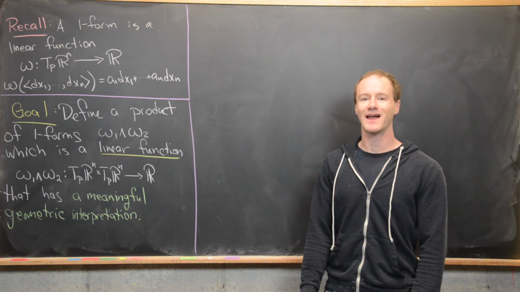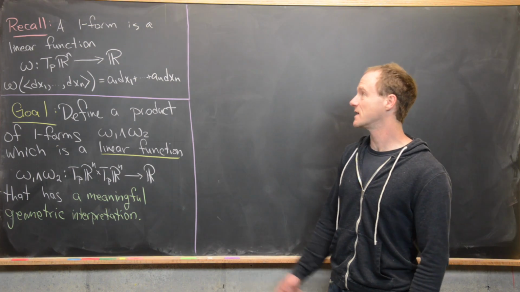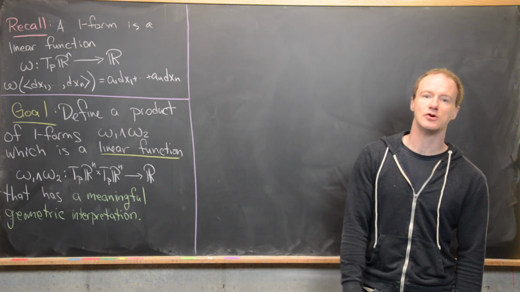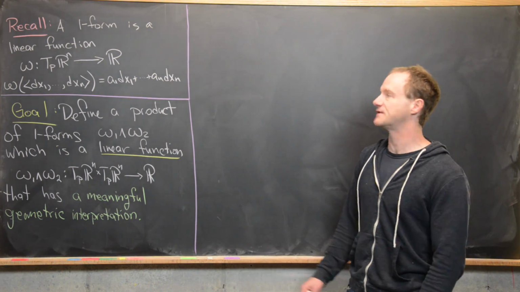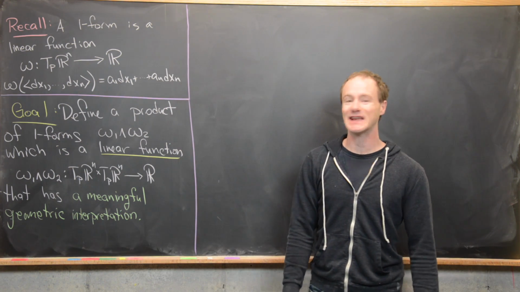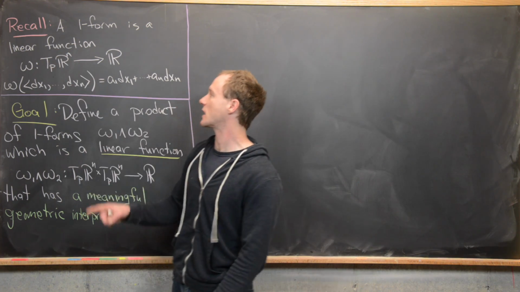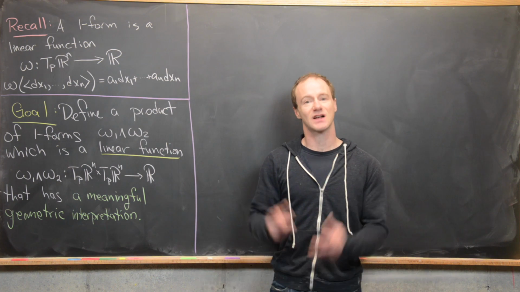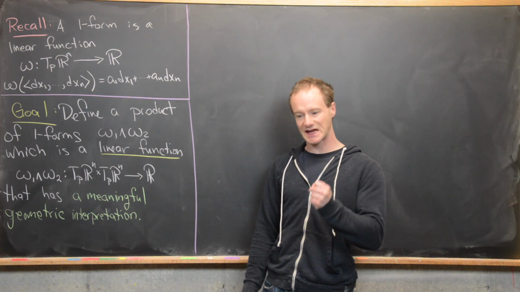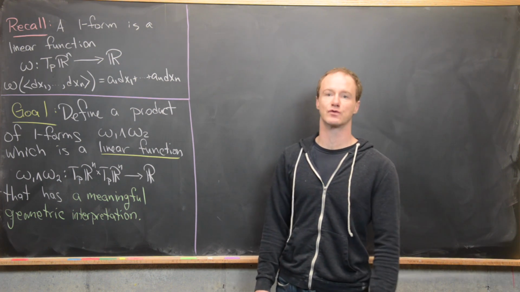We're continuing our elementary study of differential forms, and let's just recall what we did last time. Last time we defined the notion of a one form and looked at a bunch of examples. A one form is a linear function from the tangent space at P of Rn to just the constants R. In other words, its inputs are n-dimensional vectors, and the outputs are just real numbers.